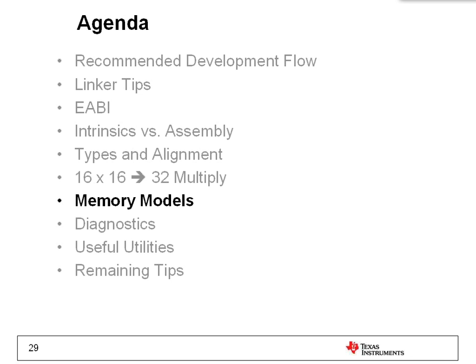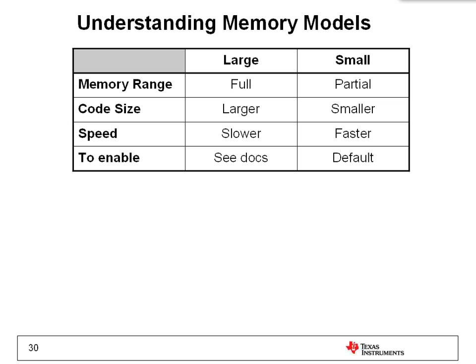Memory models. Okay, so this first slide, I'm just introducing some conceptual information, nothing target specific yet. Presuming you have some theoretical large memory model and some theoretical small memory model, what are some of the properties of those things and how are they different? Well, under the large memory model, the memory range is the full range of the device, however much memory it can address, whereas under the small memory model, it's going to be some lesser amount.